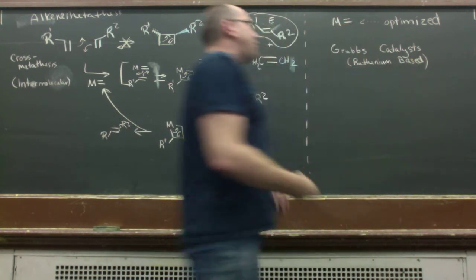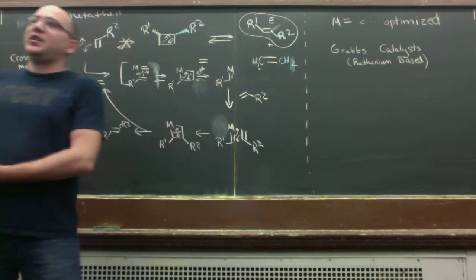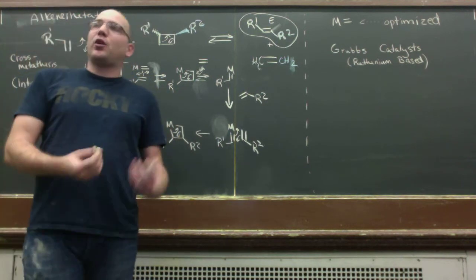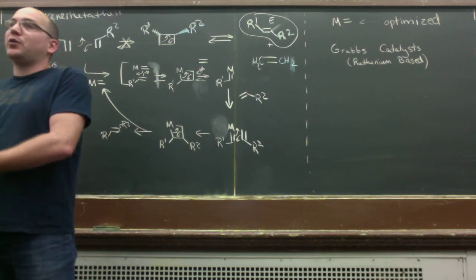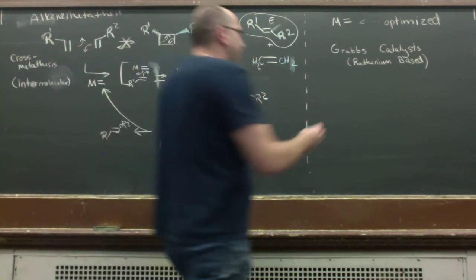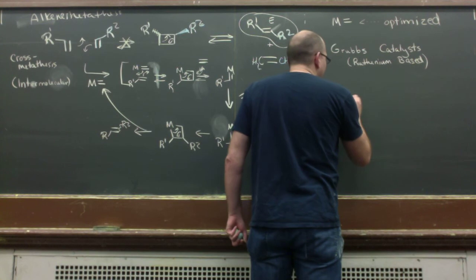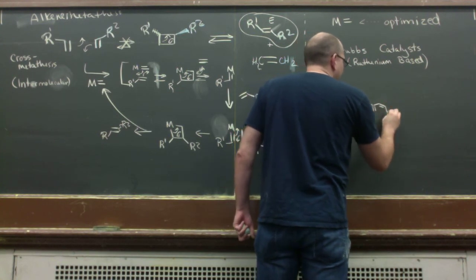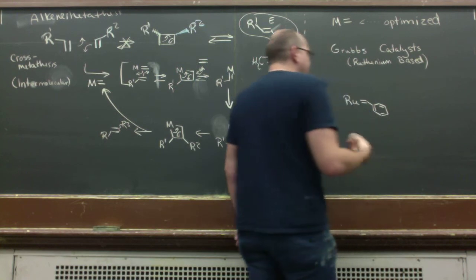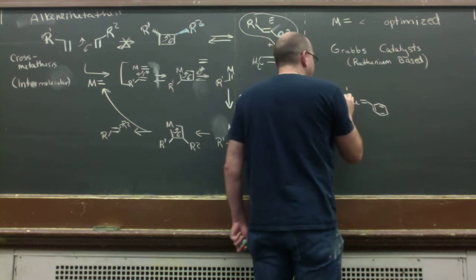And there's really two classes of these that you'll see, and one of them is primarily used for cross-metathesis reactions, and the other one's primarily used for what we would call ring-closing metathesis. And they're very similar in a way. So the catalyst is formally, and there's been different versions of these. These are the sort of classical ones that people consider.